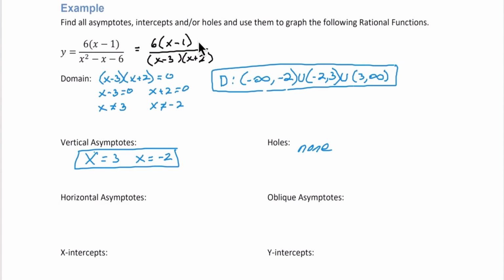To find a horizontal asymptote, we need to compare degrees. Notice the degree of the numerator is 1 and the degree of the denominator is 2. Whenever the degree of the top is smaller than the denominator, then the horizontal asymptote is simply y equals 0, basically the x-axis. If you have a horizontal asymptote, we're not going to have oblique asymptotes.